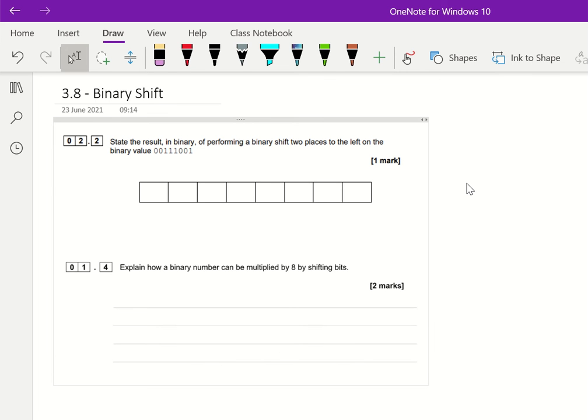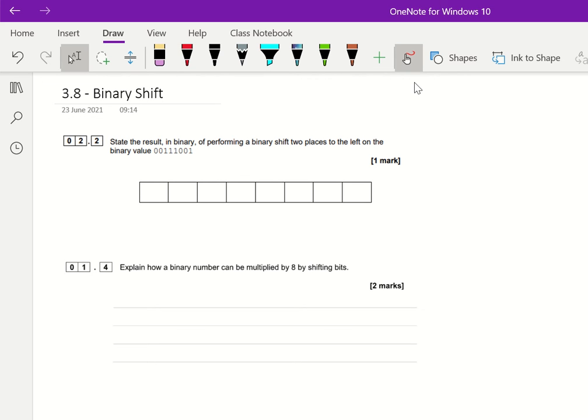In this video, we're going to look at the binary shift concept and how this can be applied to the GCSE questions you might get in the paper. So the first thing to know is, what is a binary shift? A binary shift is when the numbers are shifted either left or right to either multiply or divide.